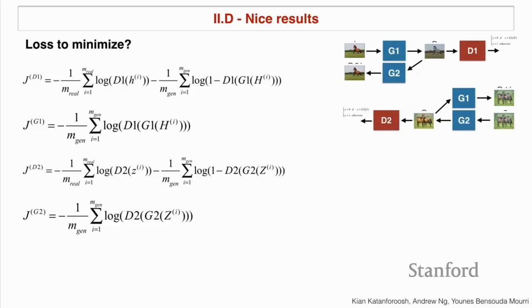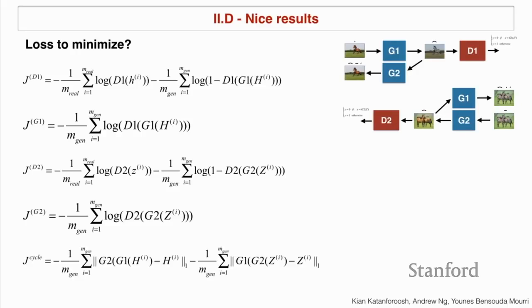These are classics. The one we need to add to all of this is the cycle cost, which is the distance between this term, G2 of G1 of H and H, and the same thing for zebras. Does that make sense? So you have the intuition to build that type of losses. We just sum everything and it gives us the cost function we're looking for.